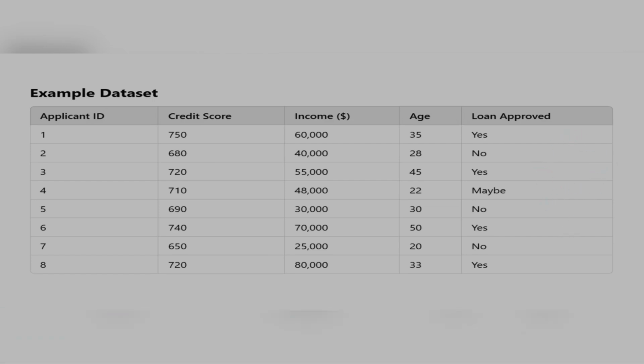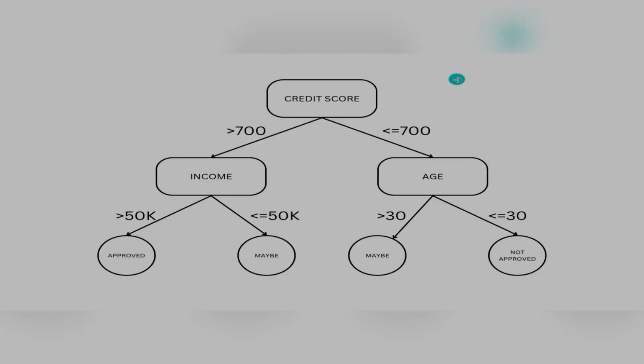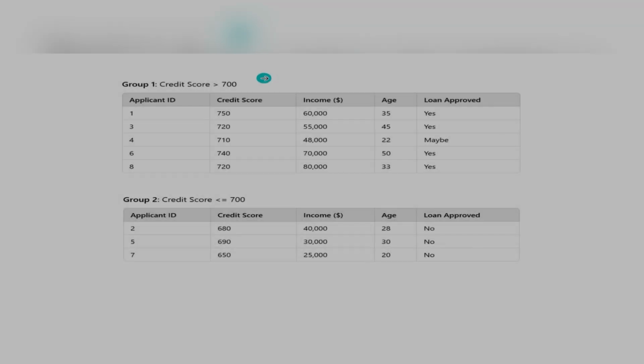Now let us take a look at our decision tree and see what are the further steps. So first, based on the credit score, we divide or split our dataset into 2. One is if the credit score is greater than 700, and the next one is if it is lesser than or equal to 700. So this is group 1, where the credit score is greater than 700. And this is group 2, where the credit score is lesser than or equal to 700. We have 5 applicants in group 1 and 3 in group 2.